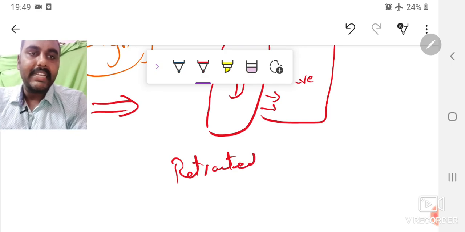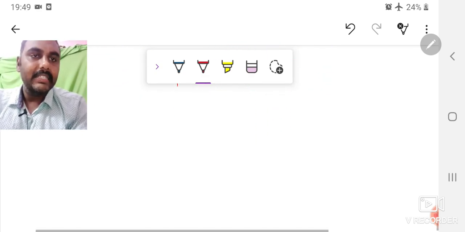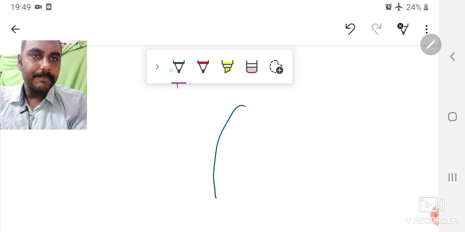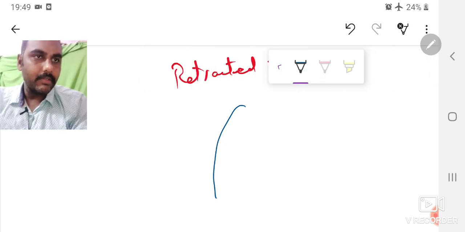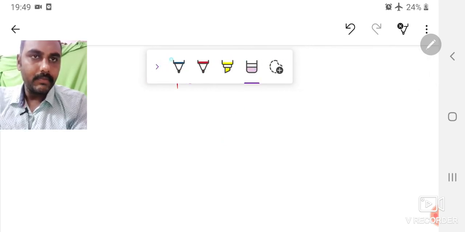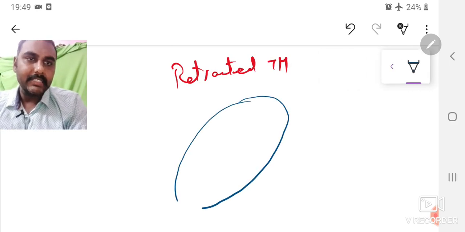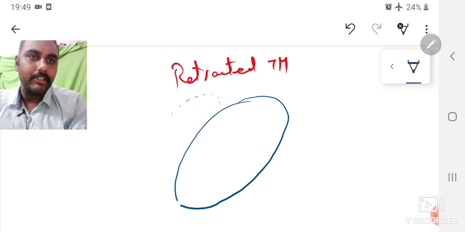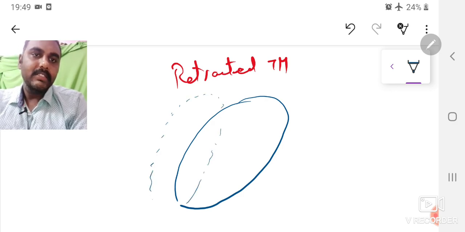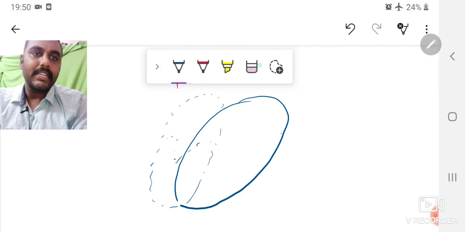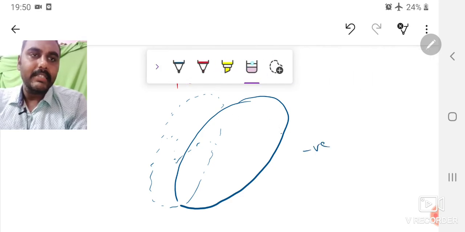So how will the retracted tympanic membrane appear? I will draw a diagram to show you. Say 1 minute. So the retracted tympanic membrane will be like this. The tympanic membrane, which should be like this, has been retracted like this because of negative pressure here.